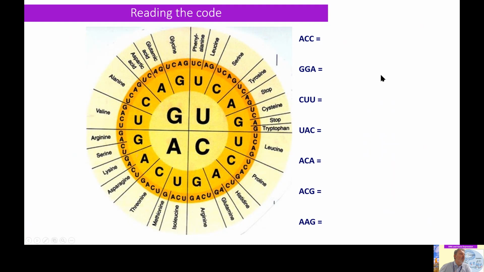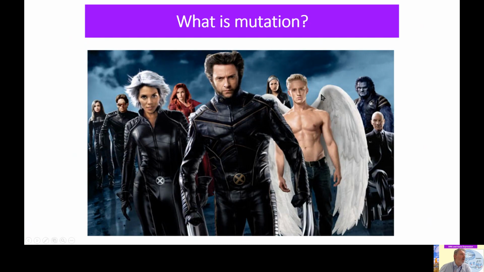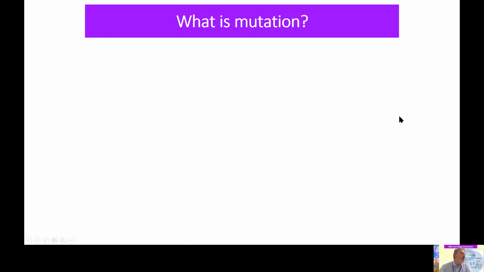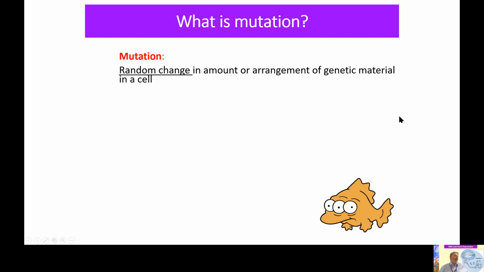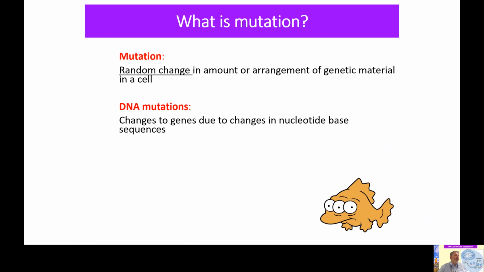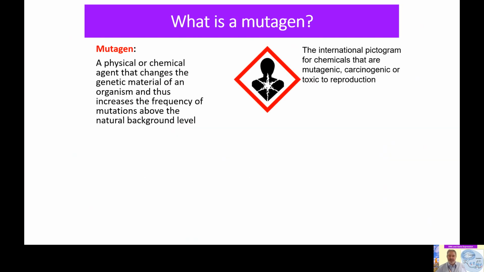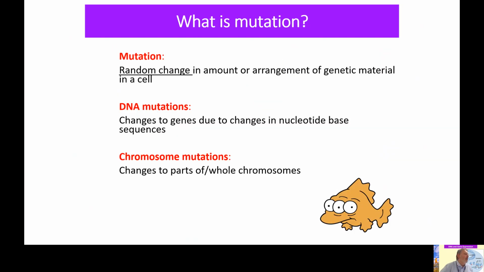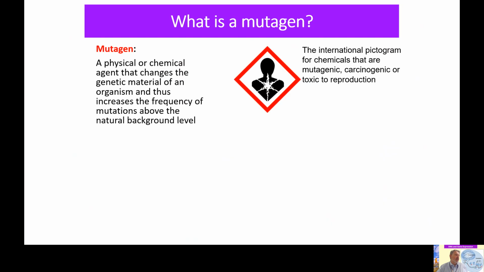Okay, right, that's all well and good, but we can have mutations. Obviously a picture of the X-Men, obviously for mutations. So mutation is where we get a random change in the amount or arrangement of genetic material in a cell. So we can have DNA, we can change the nucleotide base of the sequence. We could have chromosome mutations where a whole chromosome is changed, or parts are changed, or cut out, etc. So that is chromosome mutations.